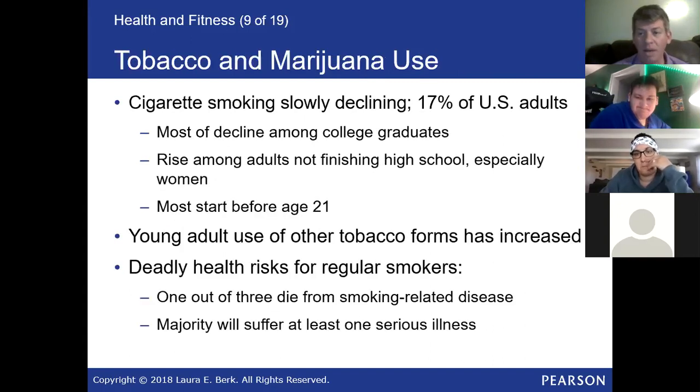When it comes to smoking, tobacco and marijuana, cigarette smoking is slowly declining, only 17% of US adults. Most of the decline we see among college graduates. There's a rise among adults that do not finish high school, especially women, and most smokers start before the age of 21. Young adult use of other forms of tobacco has also increased, like vaping.